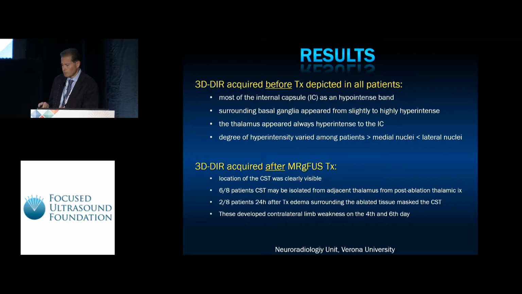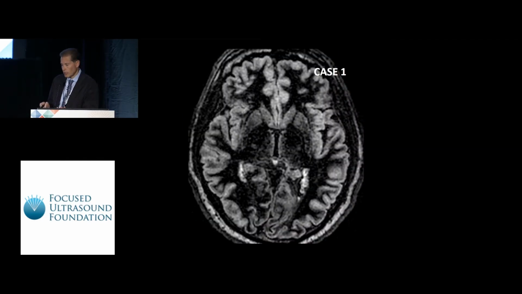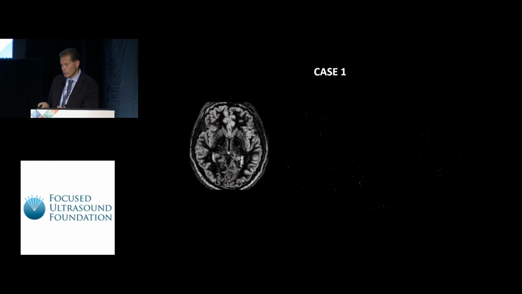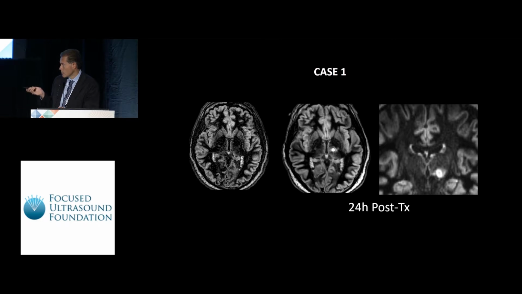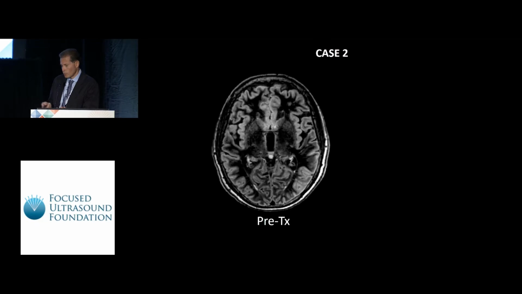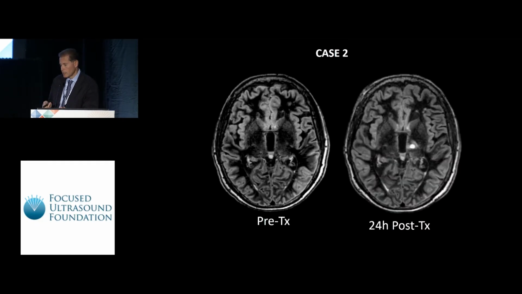In the postoperative phase, the cortico-spinal tract was still clearly visible in all but 2 patients where edema invaded the internal capsule. So this was a preoperative stage, and here you can see that the edema borders the internal capsule, and there is a faint hyperintensity of the cortico-spinal tract, which is involved by this edema. Another case, in this case, the edema already 24 hours after the treatment invades the whole posterior limb of the internal capsule, and we can't distinguish the cortico-spinal tract. This patient developed weakness 3 or 4 days after the treatment.